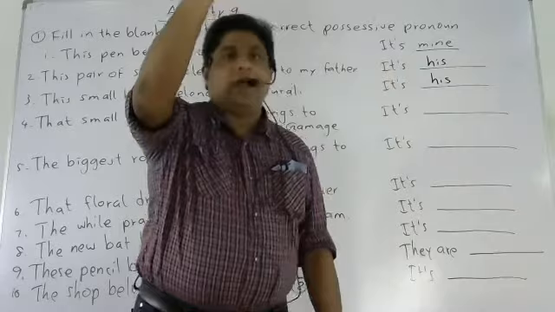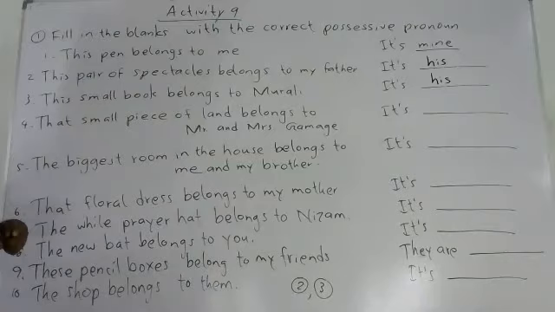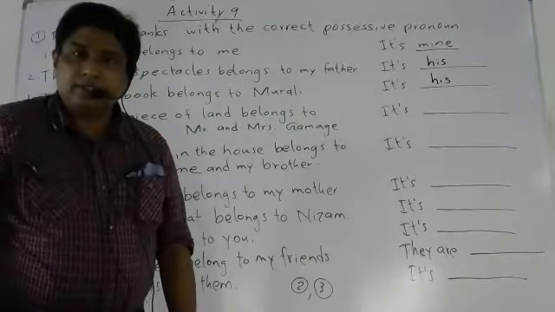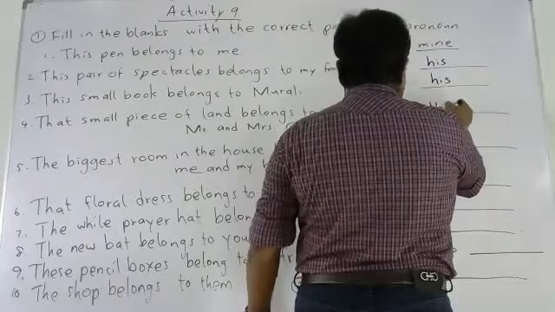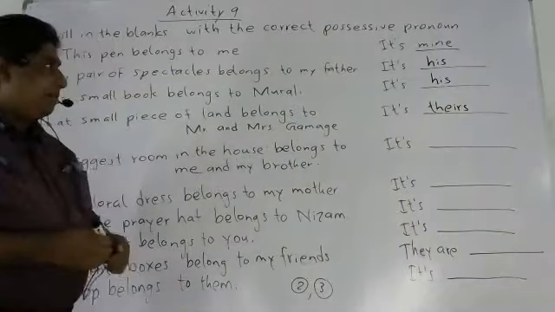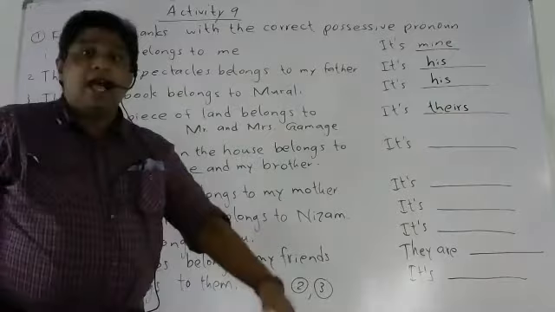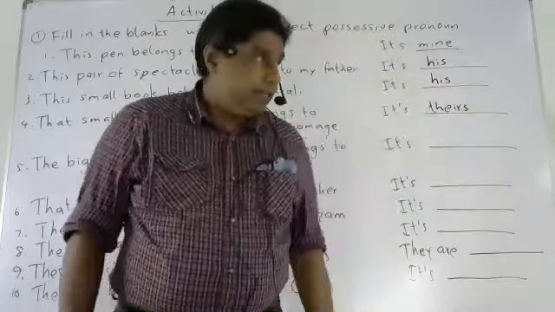And then, that small piece of land belongs to Mr. and Mrs. Damagi. It's theirs. Very good, very good. It's theirs. That belongs to Mr. and Mrs. Damagi. It's theirs. Very good.